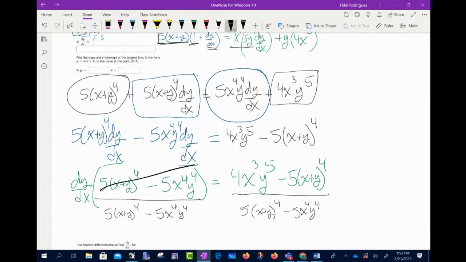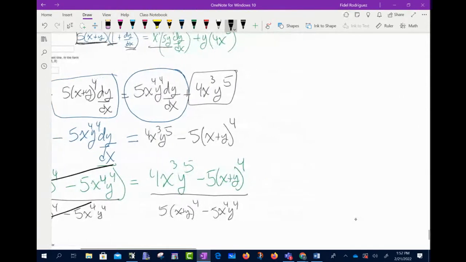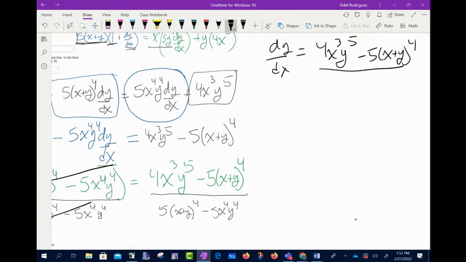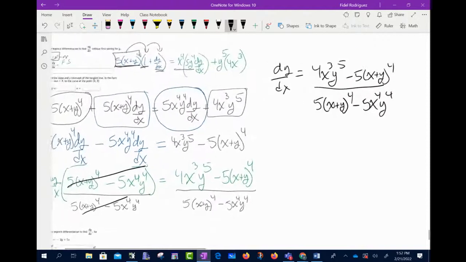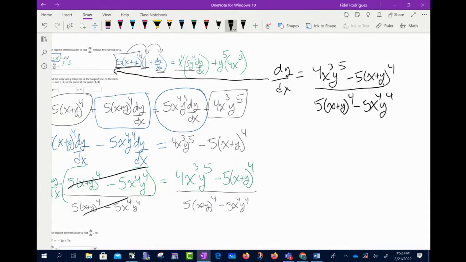So this is going to cancel. I'm just going to write my answer over here on the right, y'all, because I'm running out of room. dy/dx equals 4x to the third y to the fifth minus 5x plus y to the fourth, over 5x plus y to the fourth minus 5x to the fourth y to the fourth. This is my answer for the first piece.